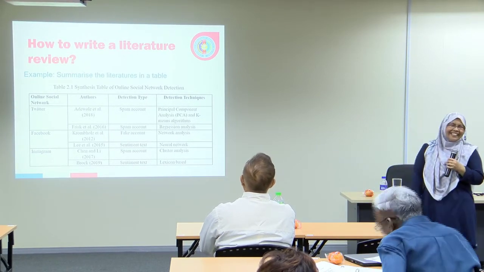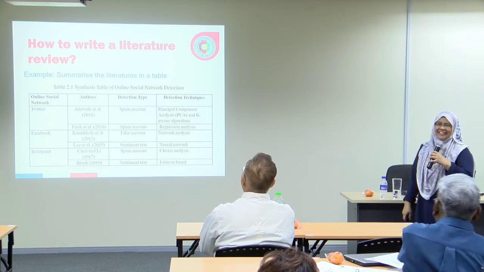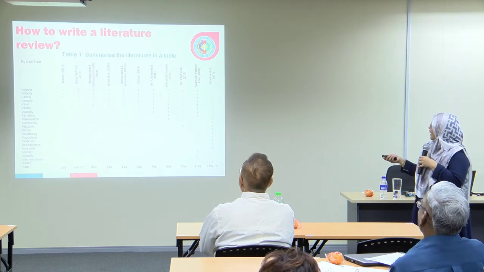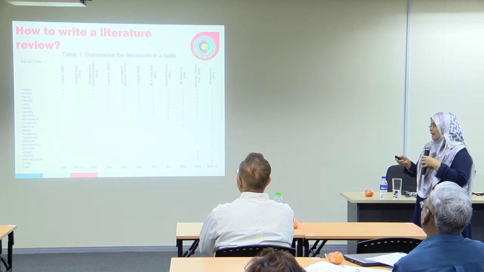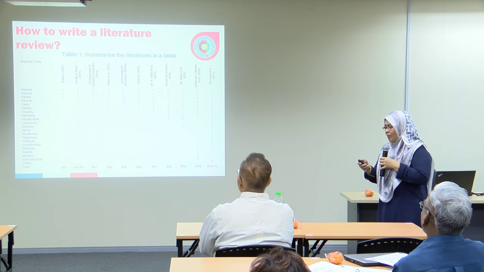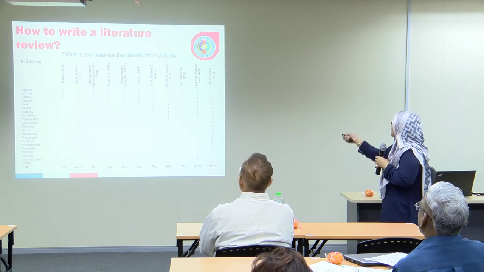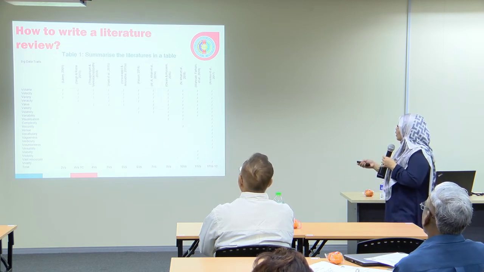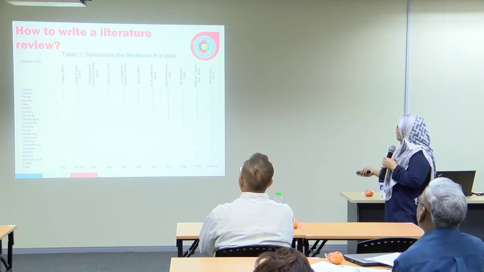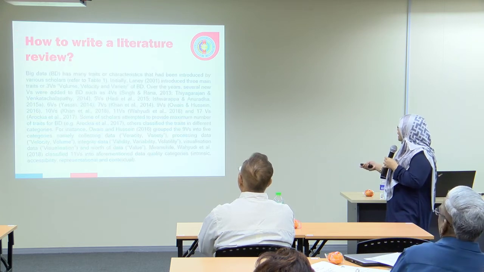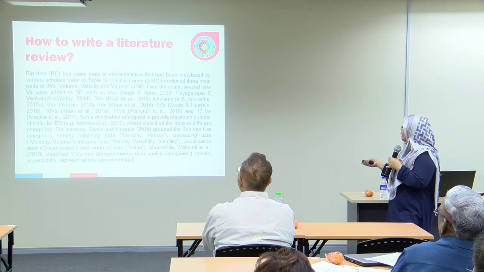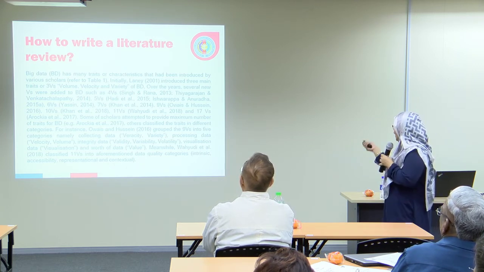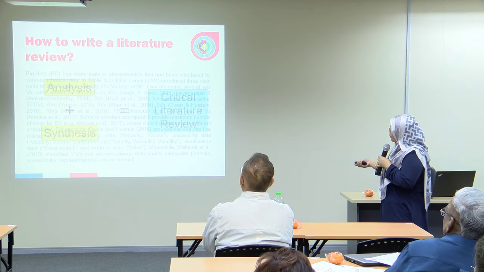So you have to change. Okay, and then when you have done your literature, you get this table, maybe, okay? Because there is a lot of information, how to write a literature, you combine it. From the table, you combine, and then you get your own literature review.